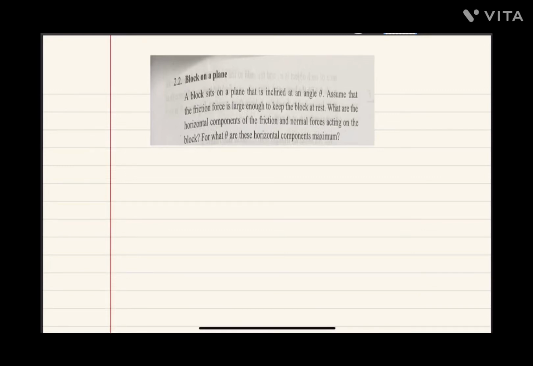Today I'm going to be solving a question based on the concept of Newton's laws of motion and resolution of vectors. Now let me read out the question first. Block on a plane is the concept. A block sits on a plane that is inclined at an angle theta with a horizontal surface, and the block is placed on that, let's say, of mass m.